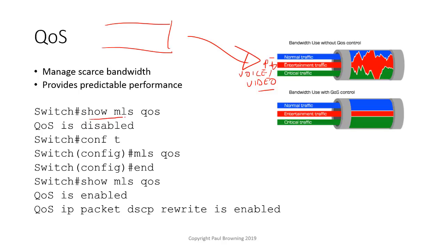If you want to see if you've got it enabled and what the default mode is, it's show mls qos, and it will say if it's enabled or disabled. Then you can go config t and then configure whatever QoS you want. And then here I've enabled QoS, and you can see QoS is enabled.